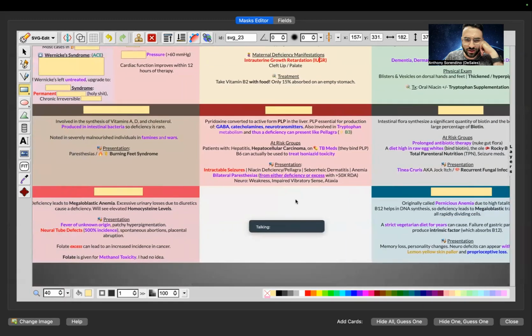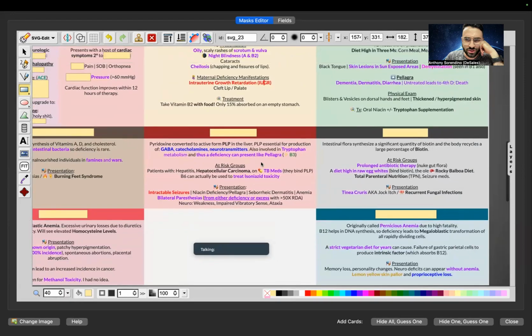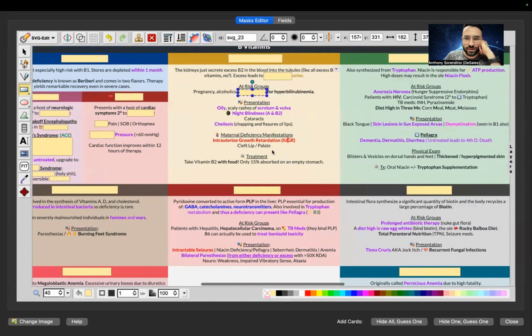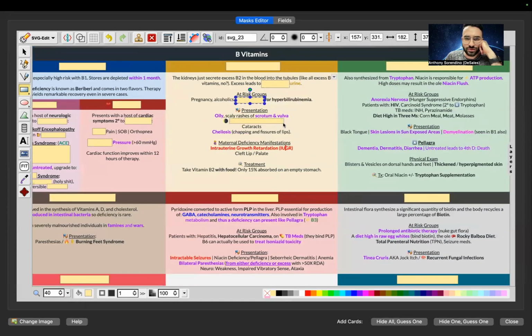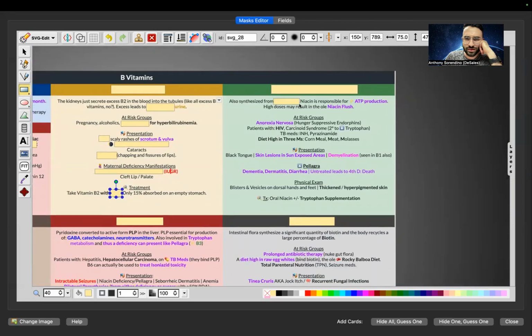I forget where. I could have sworn that was listed somewhere else. Night blindness here, I think is going to be an interesting one. These oily rashes came up a lot. Cheilosis is one. This one I think is pretty interesting. Take it with food. Tryptophan here. ATP production.